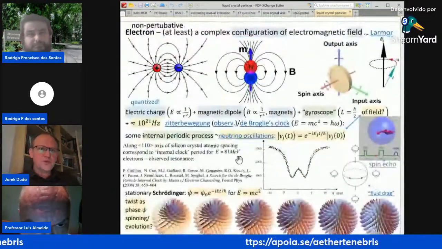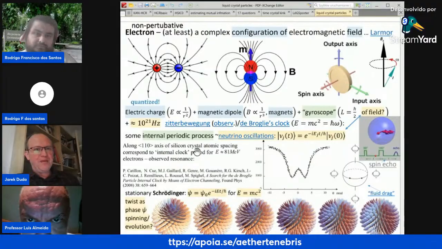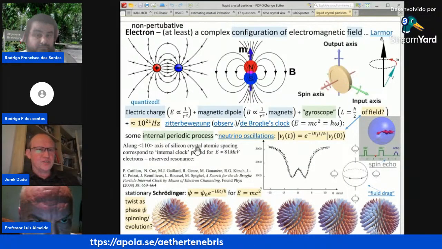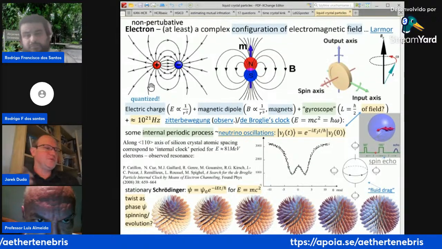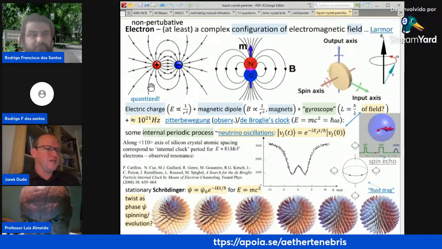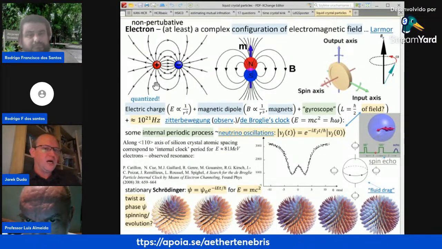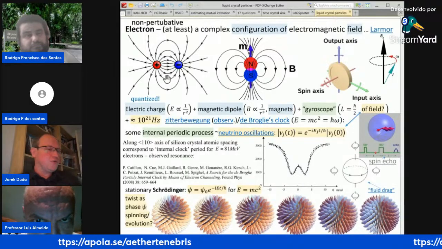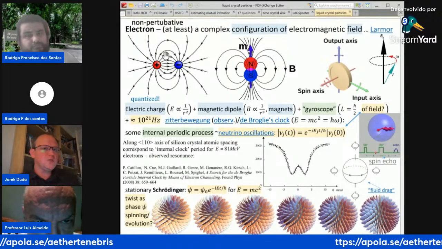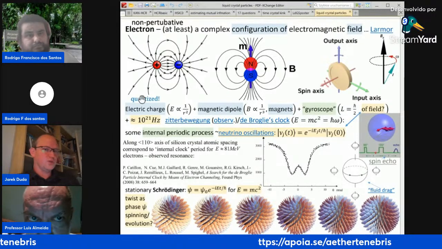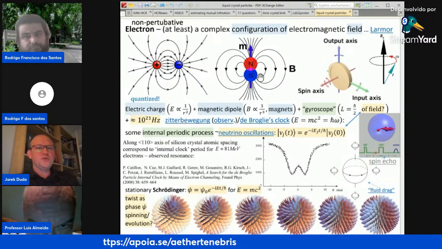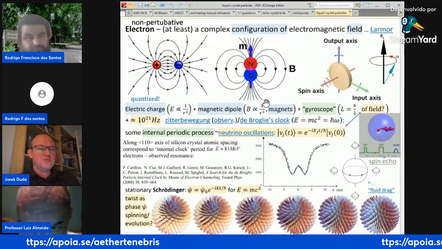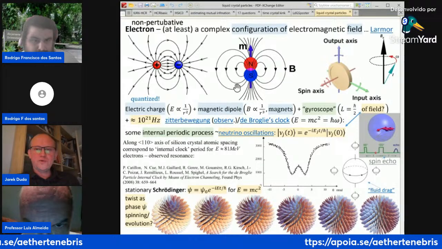So regarding the electron, it is seen in the standard perturbative approximation as a result of a creation operator. However, it is an extremely complicated configuration of electromagnetic field, especially. It is not only electric charge, which means some very concrete electric field configuration. It is also a magnetic dipole moment, so this is also a very concrete magnetic field configuration.